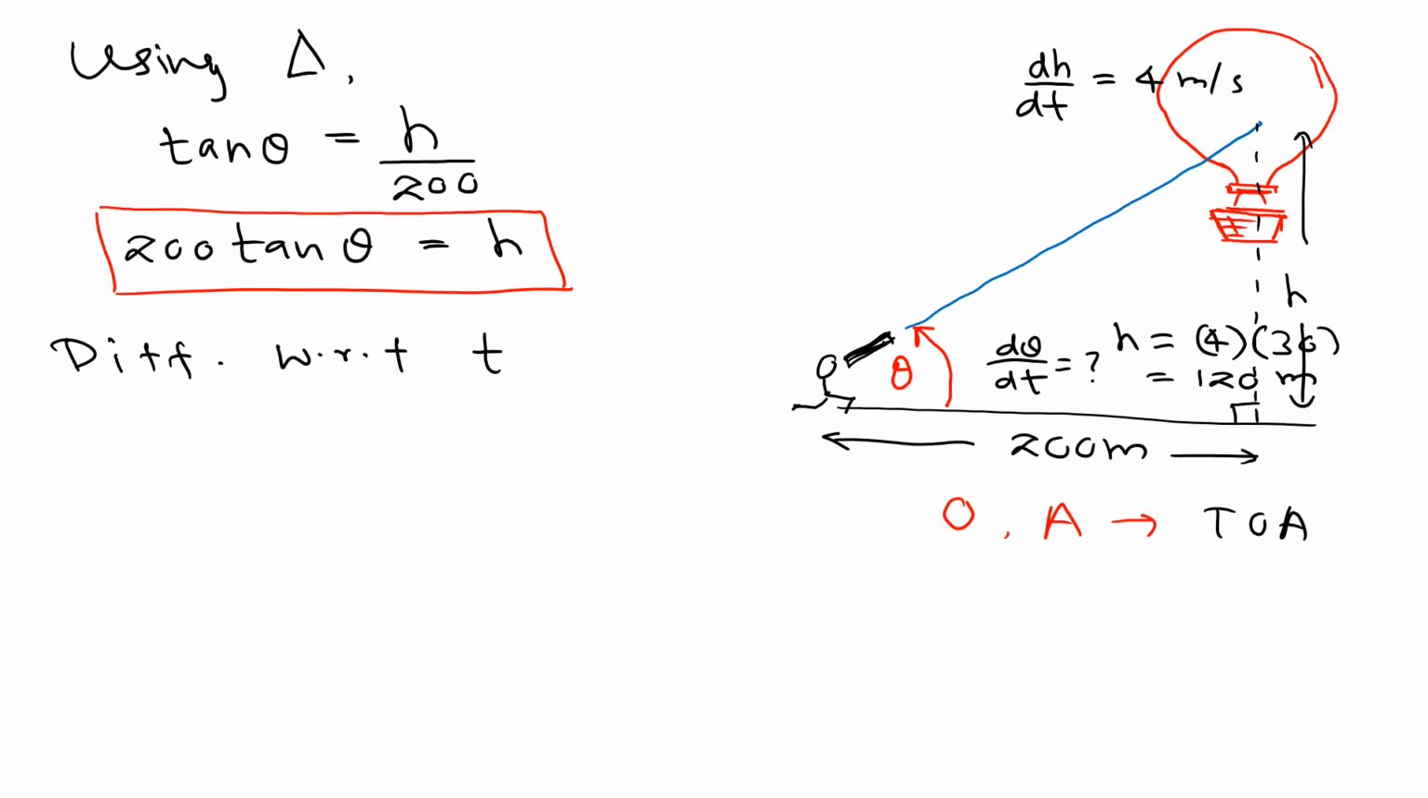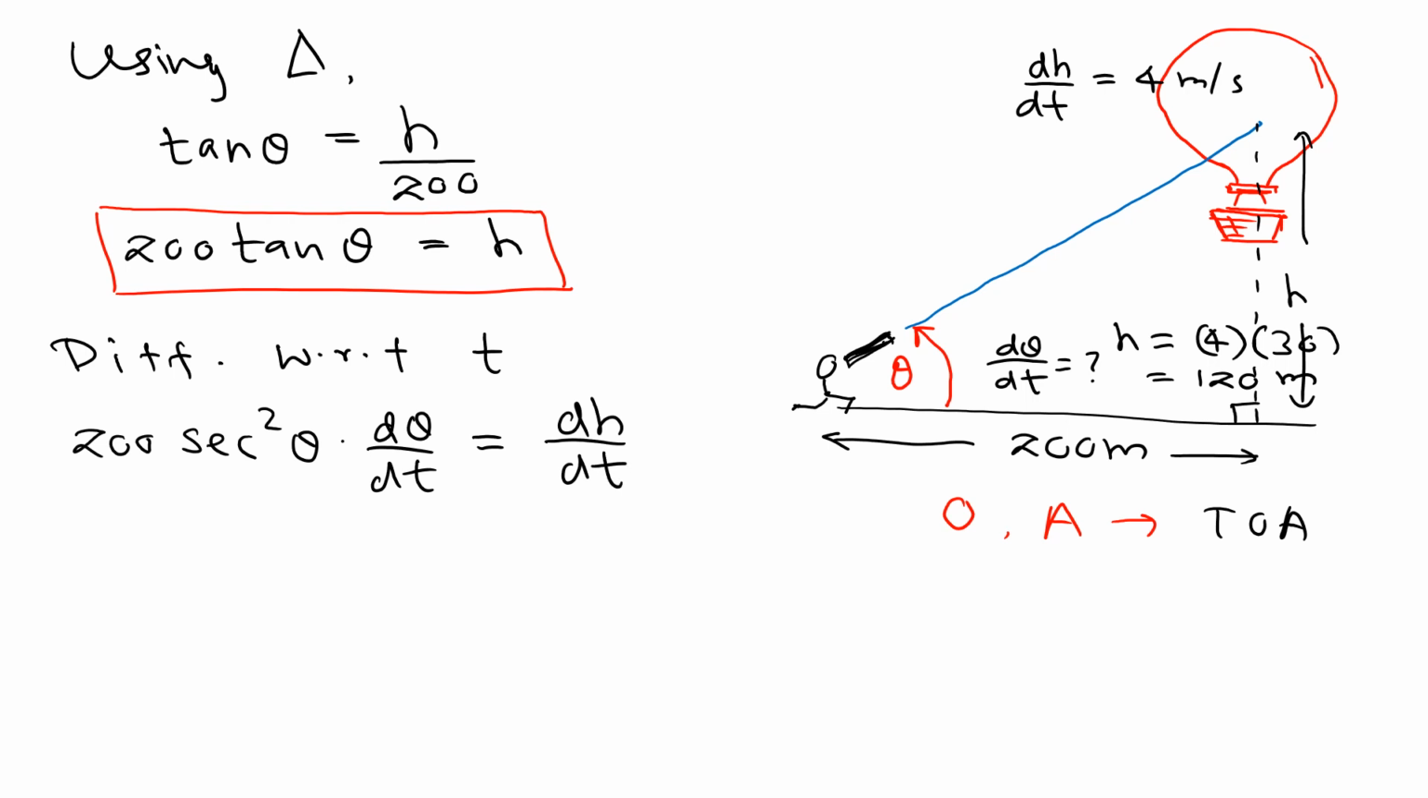What we need to do is take the derivative of tangent, and we know the derivative of tangent is secant squared. If you are not familiar with the derivative of trigonometric functions, you may find a link in the description. Okay, so let's take the derivative. It is 200 times the derivative of tangent, secant squared. By the chain rule, we have the d theta over dt term coming here, equal to dh over dt. It is one times dh over dt, so we don't write it.